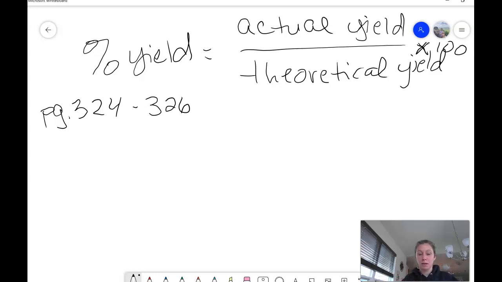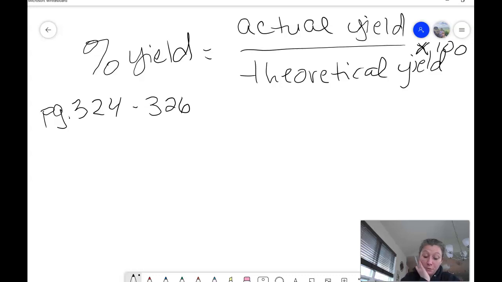Tomorrow there's going to be a quiz on limiting and excess reagents, not percent yield. And then there's a couple of pre-lab questions. The lab that we're doing tomorrow has both percent yield and limiting and excess reagent in it. So, all right, let's do example problem 9.9 on page 325.